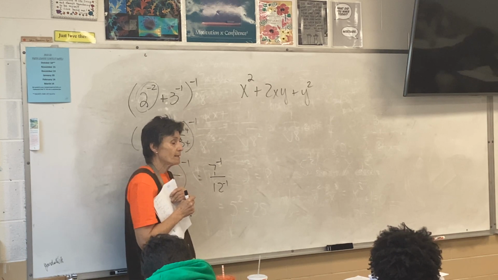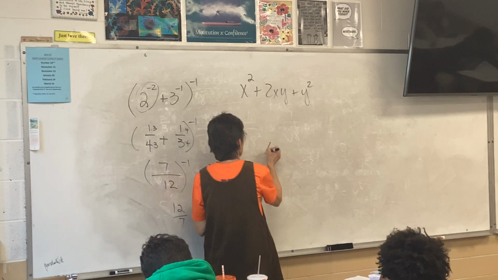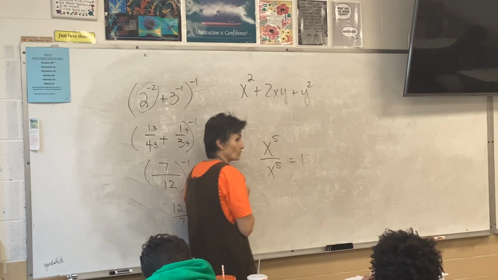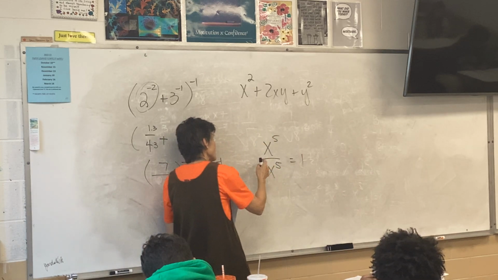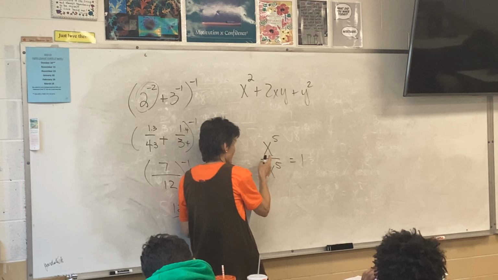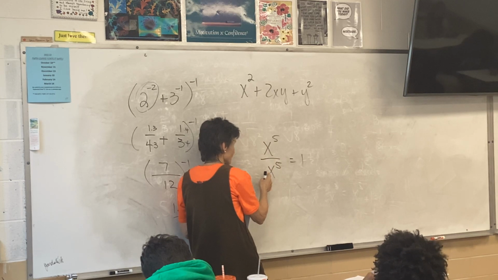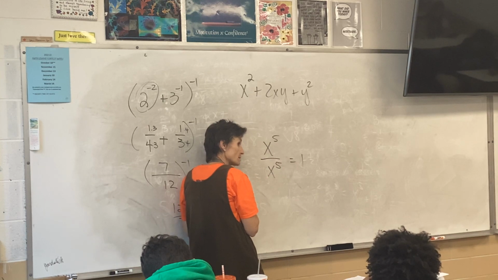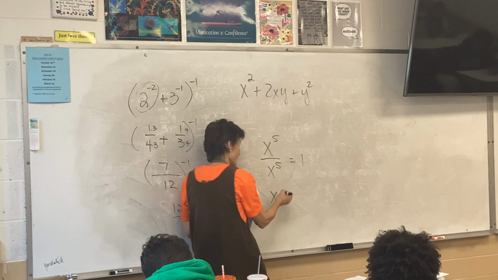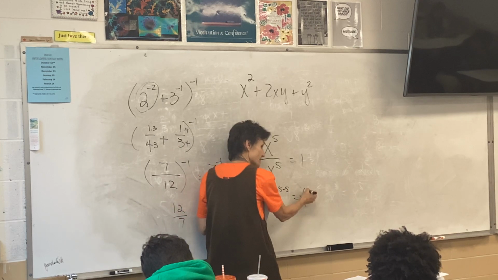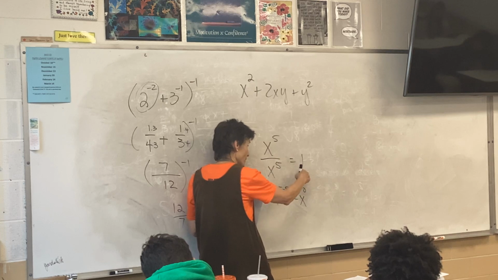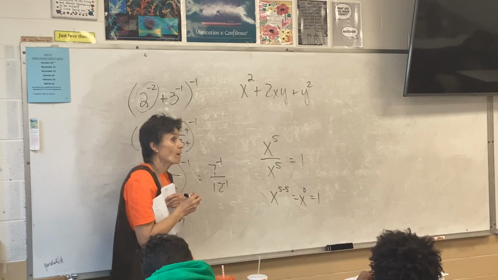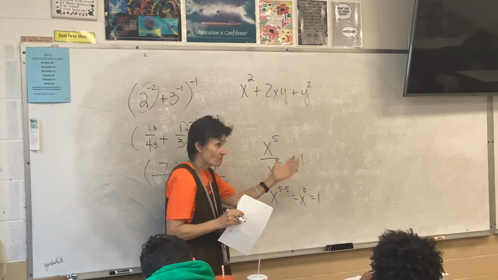That isn't just some random made up rule, guys. Think about this for a second. Would you agree that x to the 5th over x to the 5th is 1? But according to the rules of exponents, if the bases are the same and I'm dividing, what do I do with my exponents? Subtract. So wouldn't that be x to the 5 minus 5? Isn't that x to the 0? But you already told me that was equal to 1, so x to the 0 is 1. Because it represents a top and a bottom that are the same.